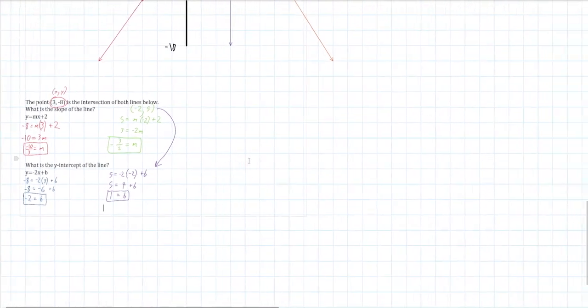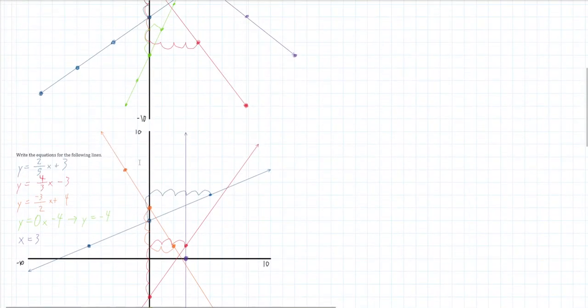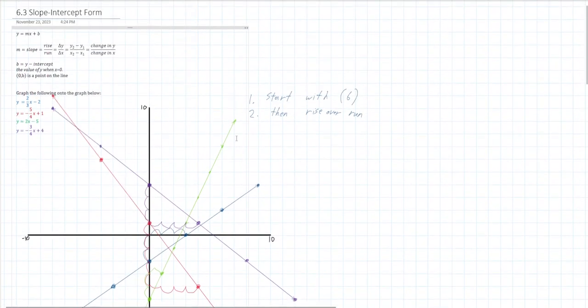All right, I hope this video helps you better understand slope-intercept form and how to change an equation into a graph, how to change a graph into an equation, and some of the algebraic options. I hope this video helped, and good luck.